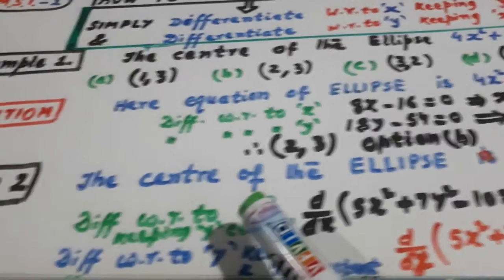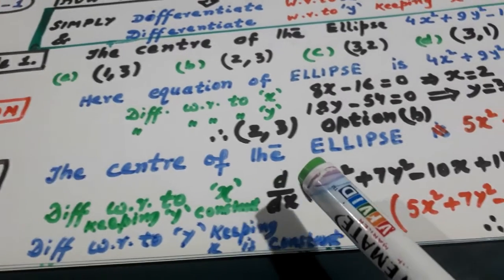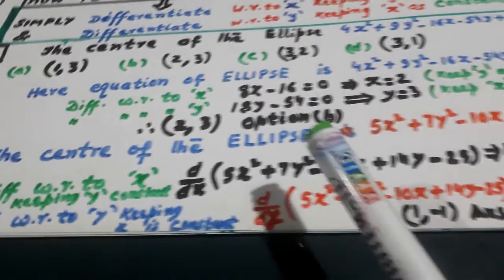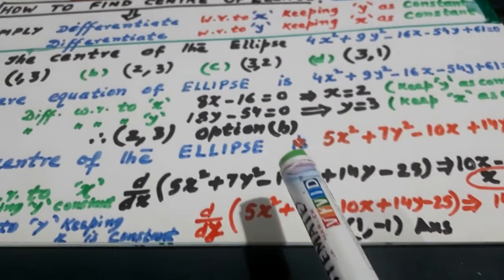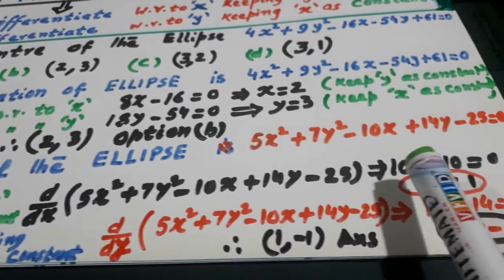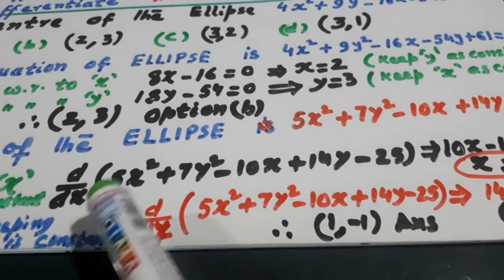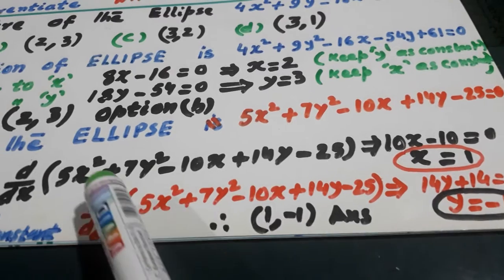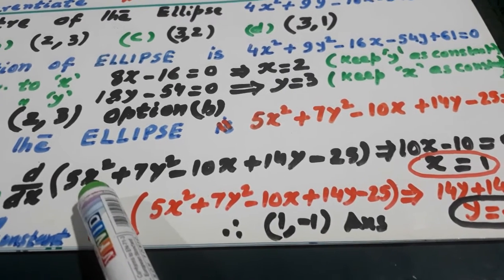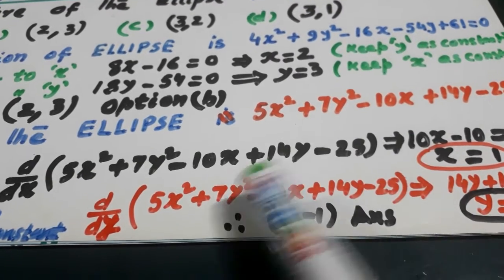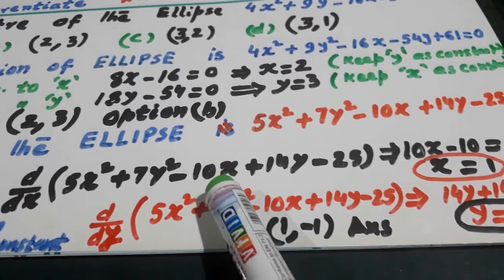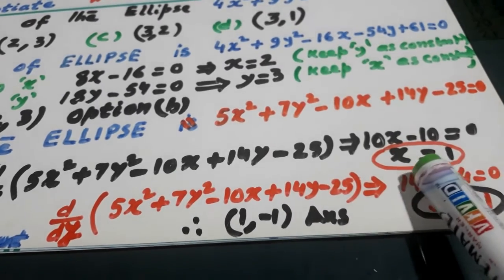अब second example is this. We have to find the center of this ellipse. Now, differentiate with respect to x. What you get? 5x square का derivative 10x और minus 10x का derivative minus 10. X is equal to 1.